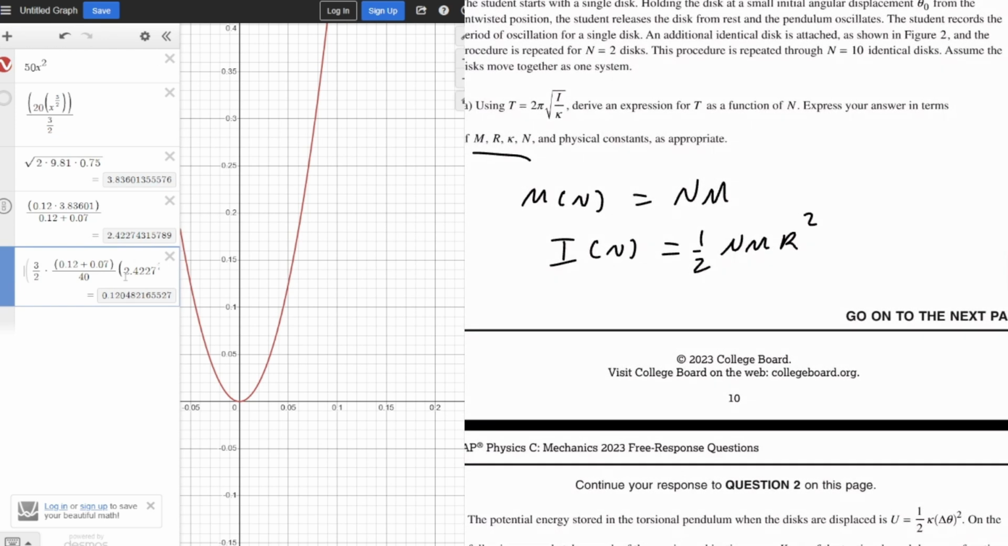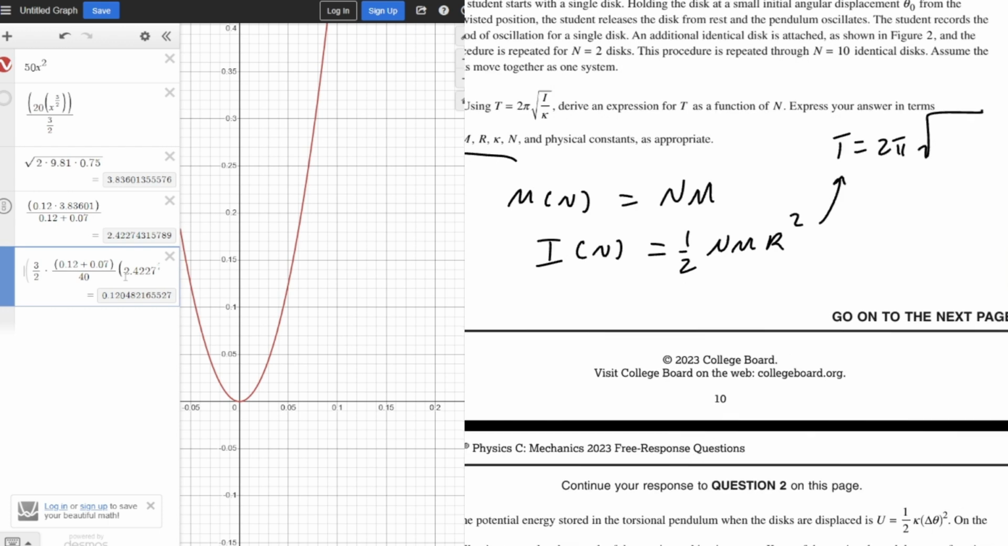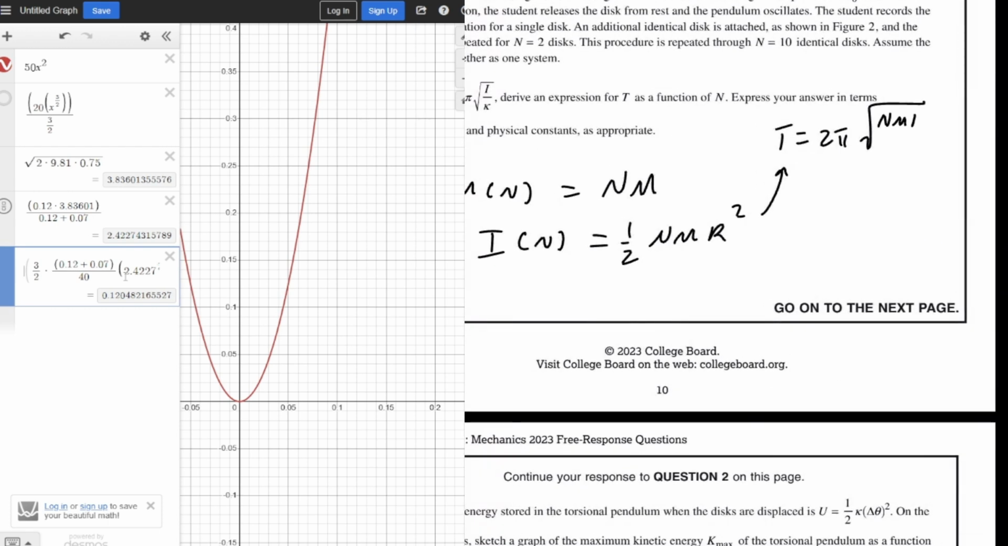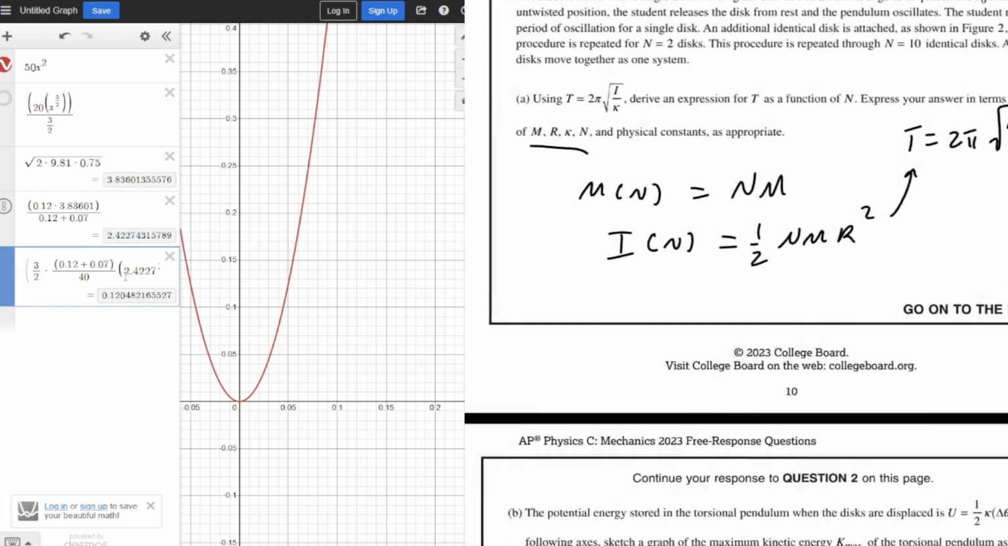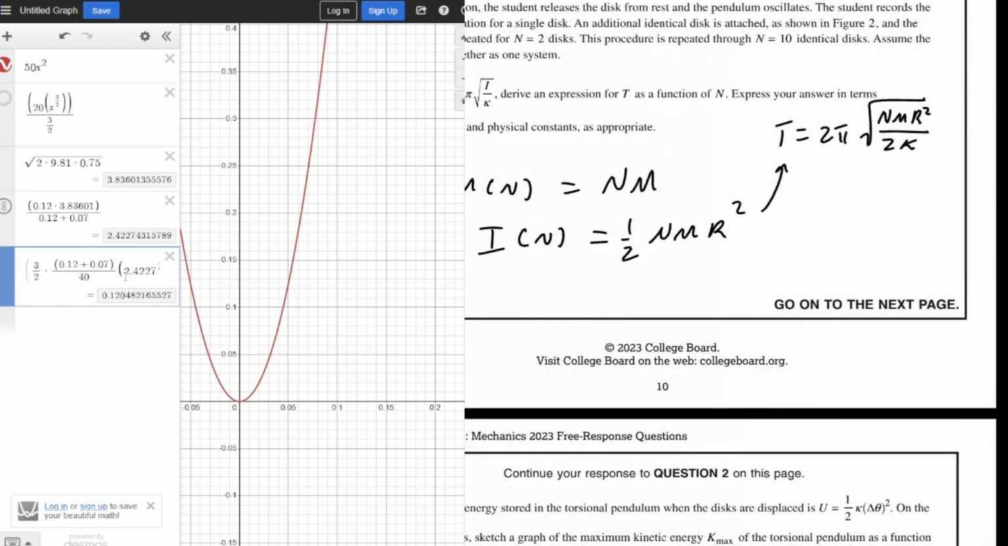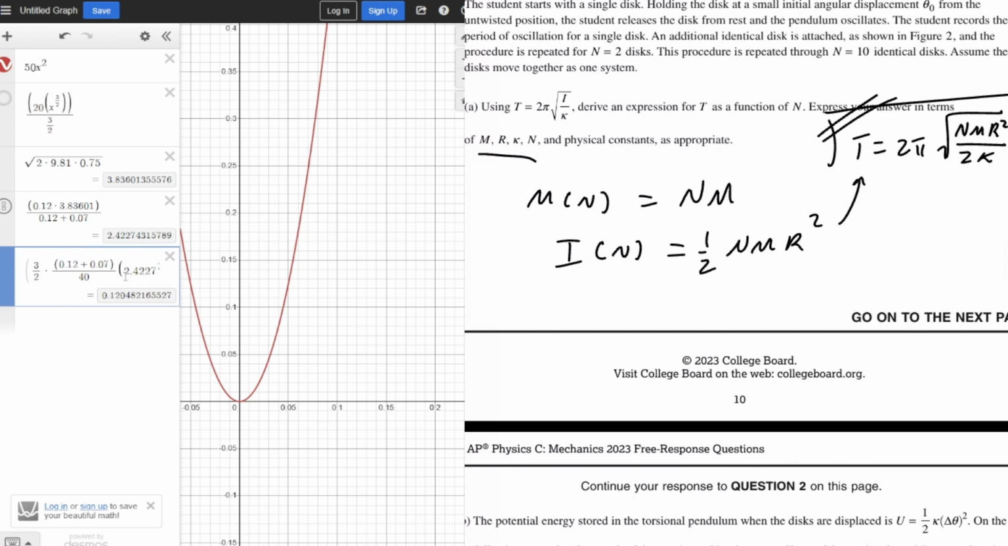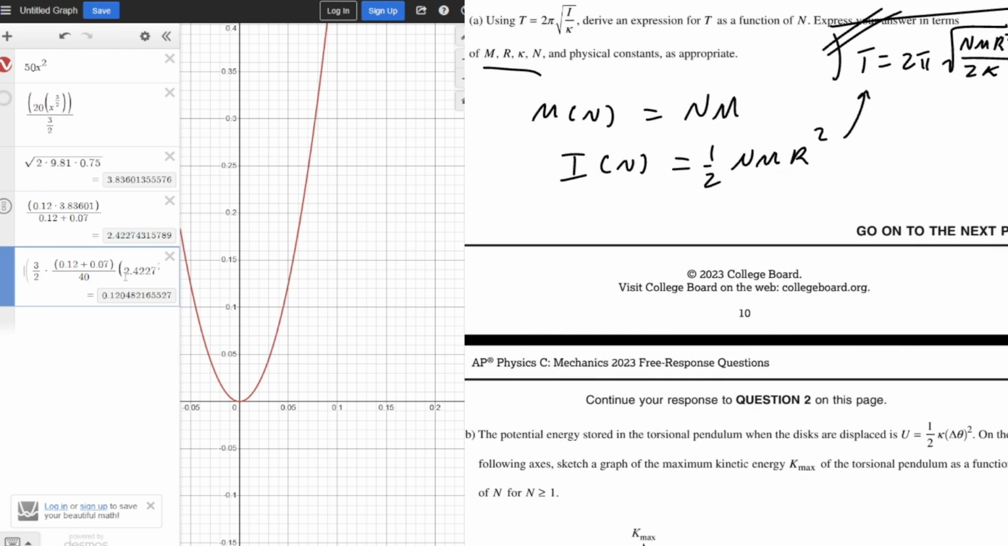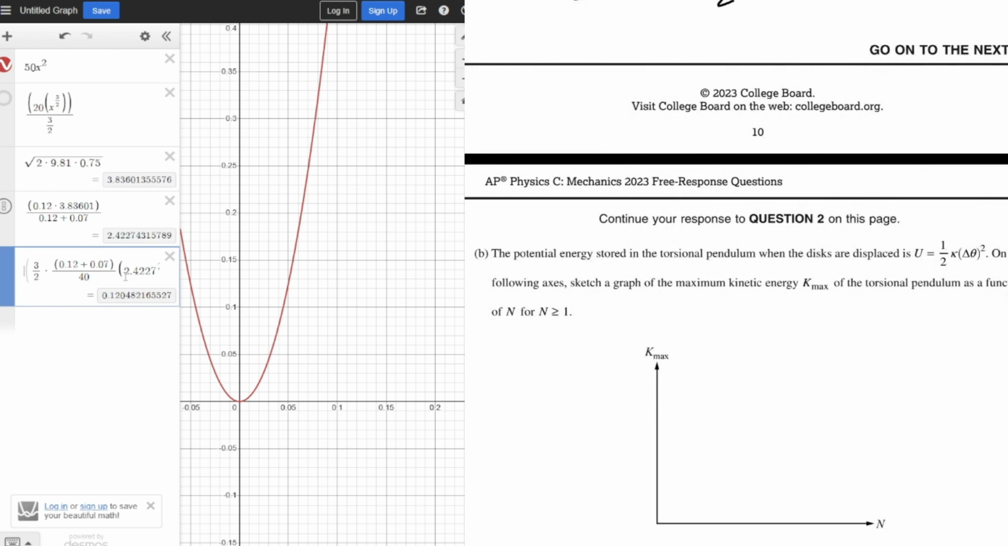Now we plug that into the period equation. T equals 2 pi square root of n m r squared over 2 kappa. And that's it. That's literally all you have to do, because as you add more disks, the moment of inertia changes as you're just increasing the mass linearly, and then you plug that into the period equation. You can leave it like that. If you have any other questions, feel free to ask them in the comments. I went over this one a little quicker, but it's a quick problem.